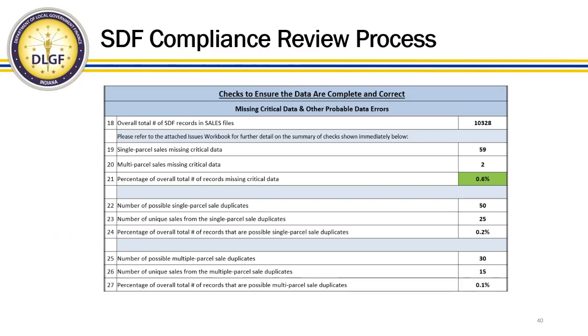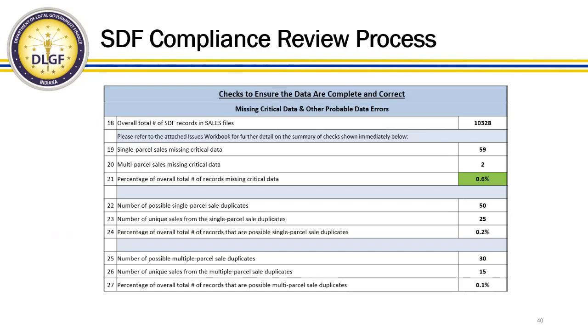If line 21 exceeds 2%, your sales data will be deemed non-compliant. So you want to verify that that is going to be under 2% or less. In this particular case, this county's fine, it's 0.6%.